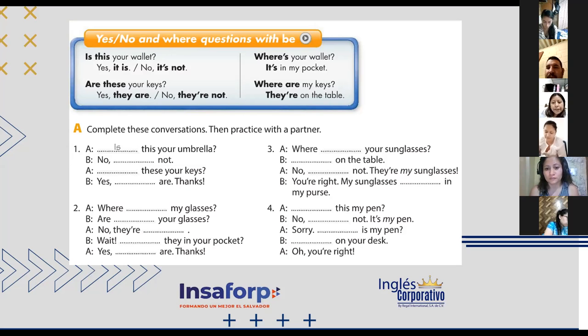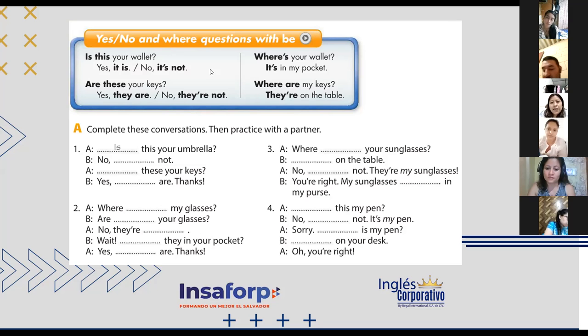Number three. Where are your sunglasses? They are on the table. No, they are not. They're my sunglasses. You're right. My sunglasses are in my purse. Very good. Now, number four. Is this my pen? No, it's not. It's my pen. Sorry. Where is my pen? It's on your desk. You're right. Good.